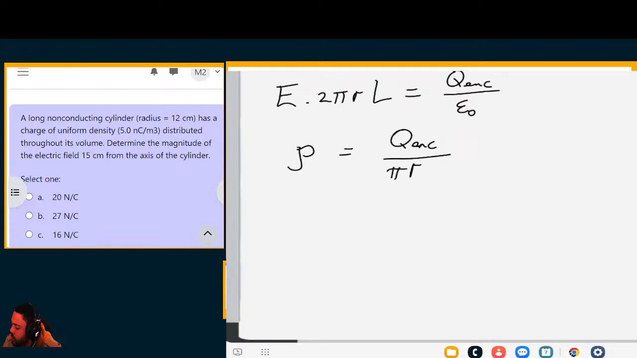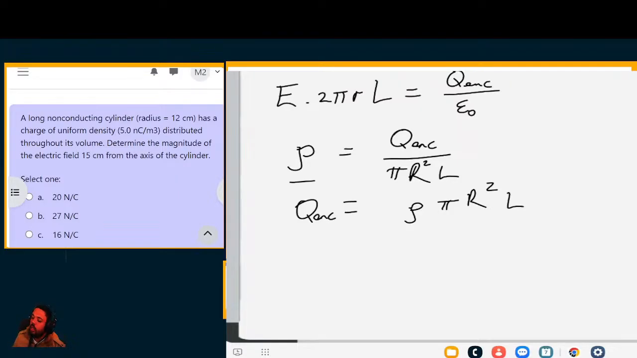In this case, r is just a radius, so we need to use big R to denote the radius. Pi R squared times the height, which is L. That is how we got the volume charge density. But now we want the enclosed charge again. So the charge enclosed is equal to the volume charge density multiplied by pi, the radius squared, times the length. So there we have the enclosed charge.